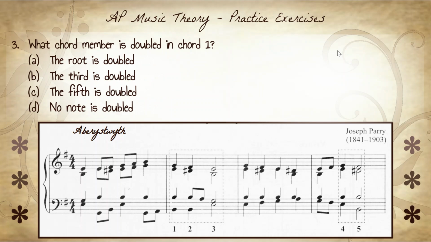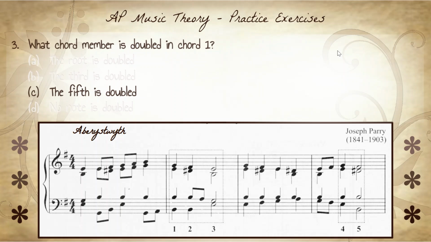Question 3. What chord member is doubled in chord 1? A, the root is doubled, B, the third is doubled, C, the fifth is doubled, or D, no note is doubled. The correct answer is C. The fifth is doubled. The fifth, B, occurs in the bass and in the tenor.